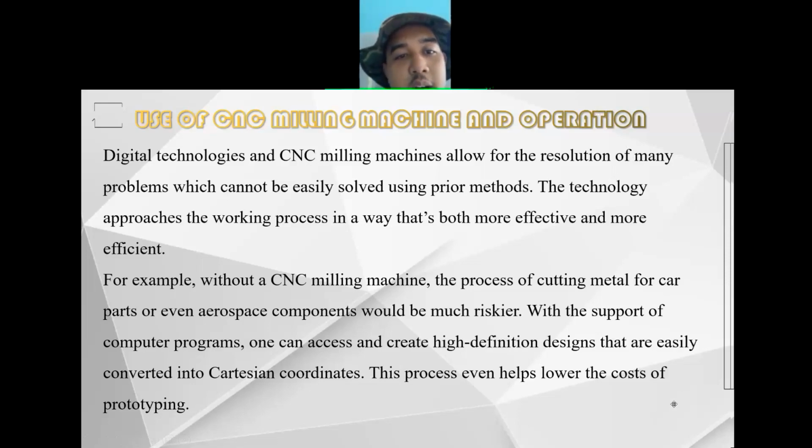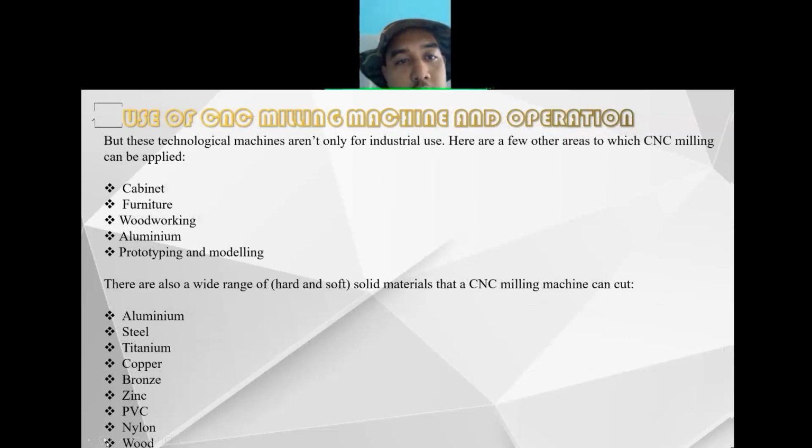For example, without a CNC milling machine, the process of cutting metal for car parts or even aerospace components would be much harder. With the support of a computer program, one can access and create high definition designs that are easily converted into Cartesian coordinates. This process even helps lower the cost of prototyping.